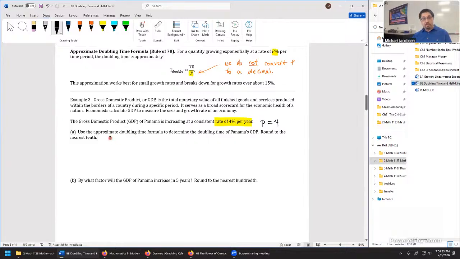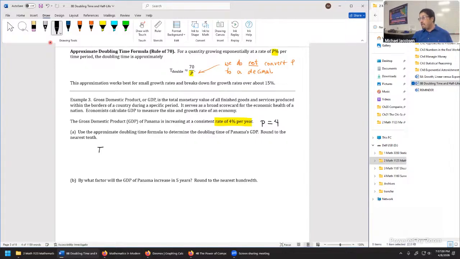So part A, whenever these questions come up, will be specific. Use the approximate doubling time formula is referring to this one right here. If we're ever using the exact doubling time formula, instructions will indicate that as well, both on notes here, quizzes, exams, as well as on MyLab. So we want the approximate doubling time formula to determine the doubling time of Panama's GDP to the nearest tenth.